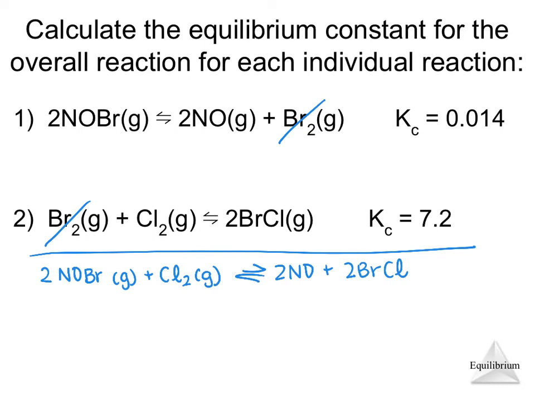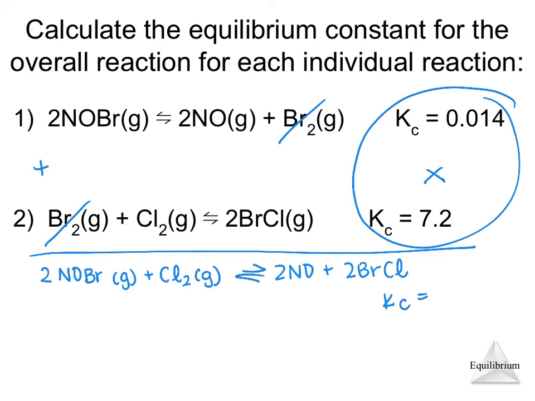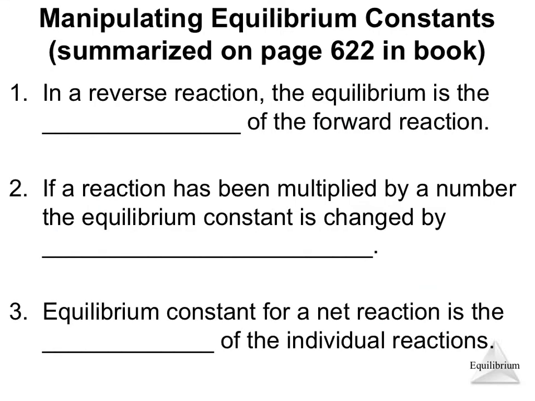So now we added those together, but our Kc values we are going to multiply. So the Kc of the whole thing is 0.014 times 7.2 and that is 0.1008. And again, the equilibrium constant expression does not have a unit. So let's do a quick review.